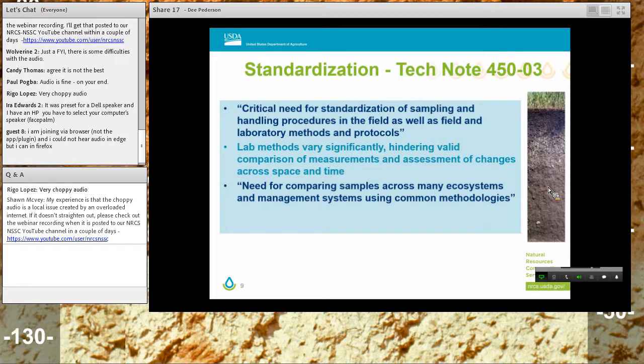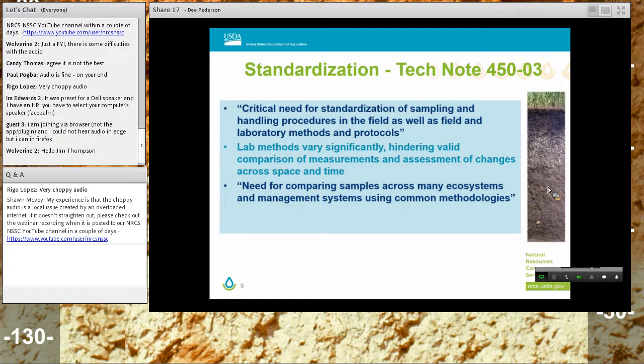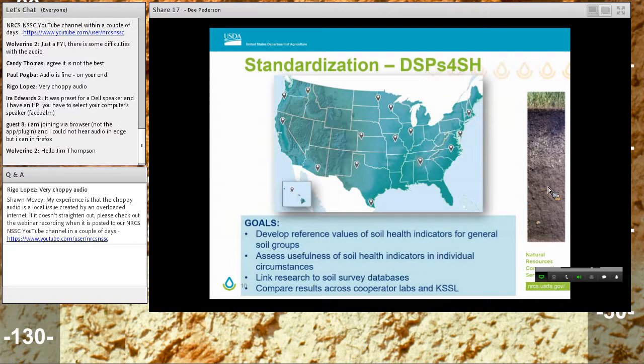The purpose is to assess the repeatability and appropriate use of certain methods so that recommended analyses can be consistent. And then there is mention of the need for comparing samples across many ecosystems and management systems using common methodologies. Survey offices execute MLRA projects that are conducted across the landscape, which can incorporate multiple management systems and land uses as well.